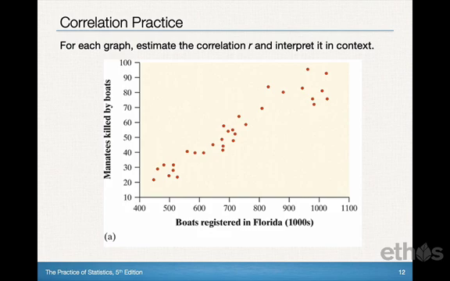And then, okay, my guess here is positive 0.8, and my interpretation is the more boats that are registered in Florida in the thousands, the more manatees are killed by those boats. That seems to make sense.